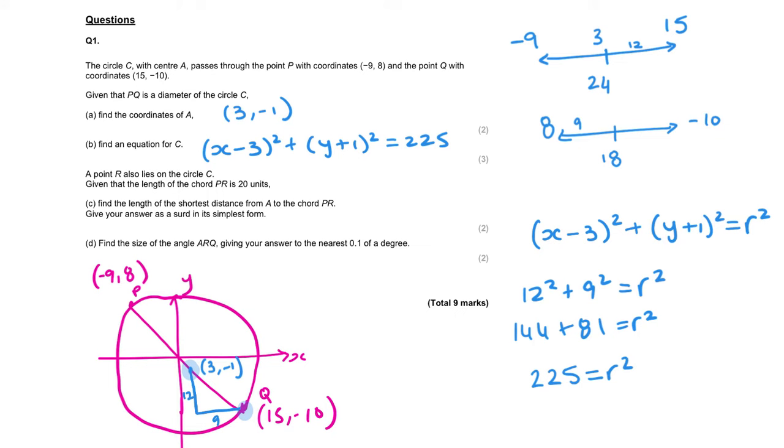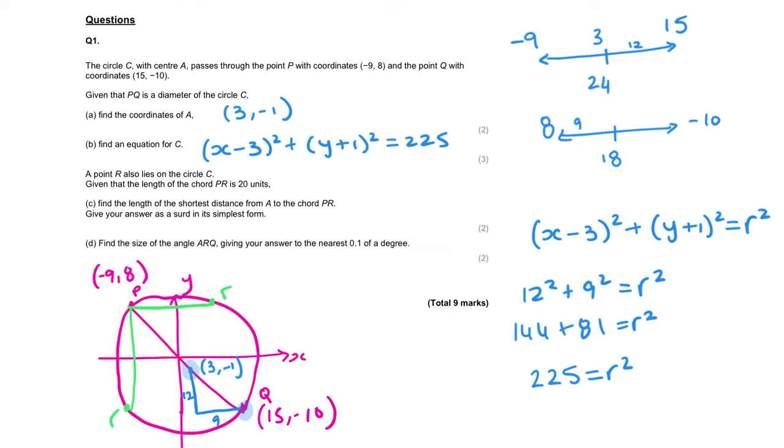Next part of the question. It says, a point R lies on the circle C, given that the length of the chord PR is 20 units. So R could potentially be here, couldn't it? And this could be 20 units long, could it not? But R could also potentially be here, and it could be 20 units long this way. So R could possibly have 2 different positions. And it says, find the length of the shortest distance from A to the chord PR.